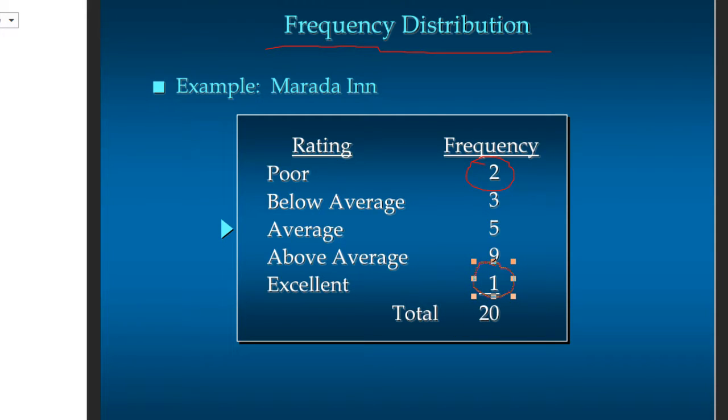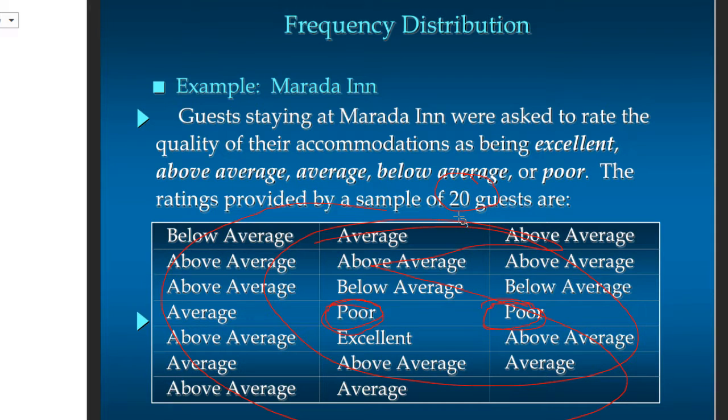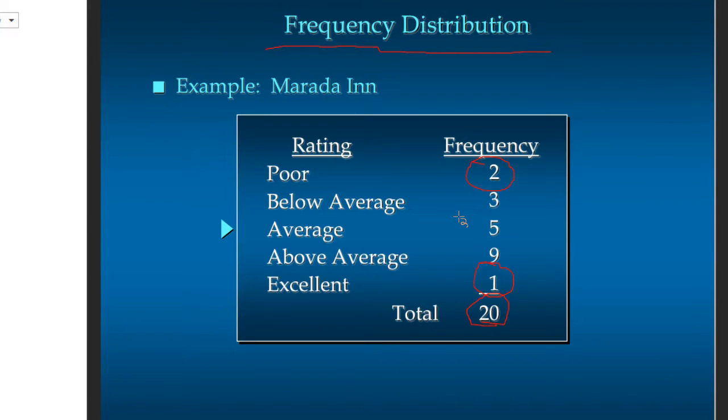Total 20 of them answered this question, which we knew before, because it says 20 guests, right? So if you organize your data into this table form, it's a lot easier to see. You know exactly how many said above average, which is the highest frequency. The majority of them, out of 20, like 9, which is close to 10. So about half were saying it's pretty good, above average, and a couple of them said really poor and below average.